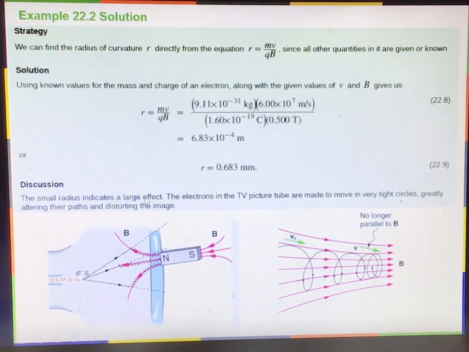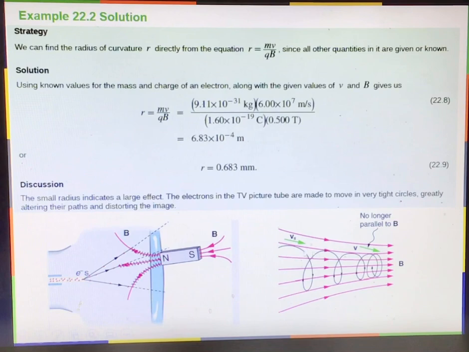So what this indicates is that the electrons are going to be disturbed. Electrons that were supposed to be moving on a straight line and getting into the TV screen in order to form an image are now being distorted. This was an electron that was moving on a straight line, but once it gets into this magnetic field, it just continues to move in an orbit about the direction of the magnetic field line.